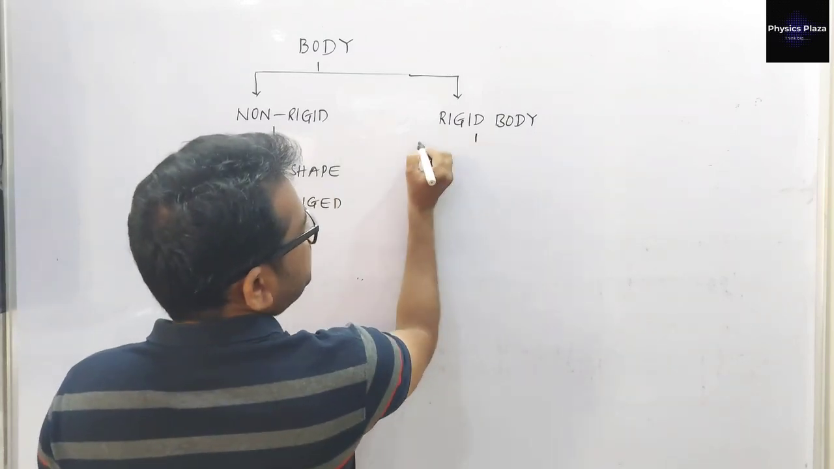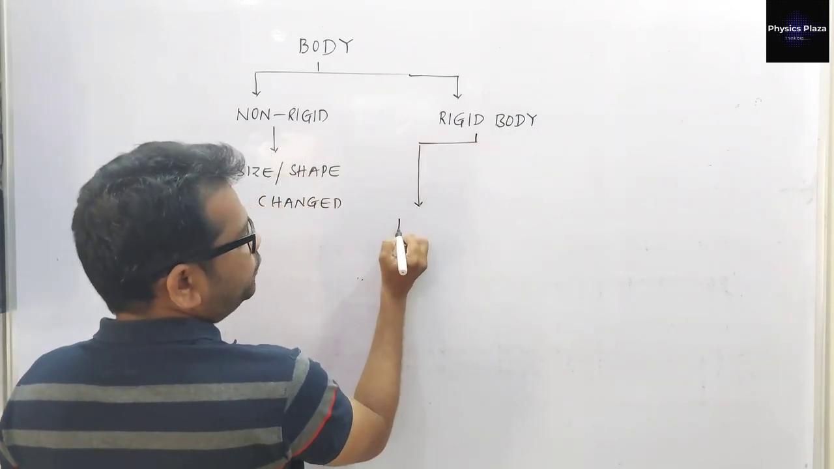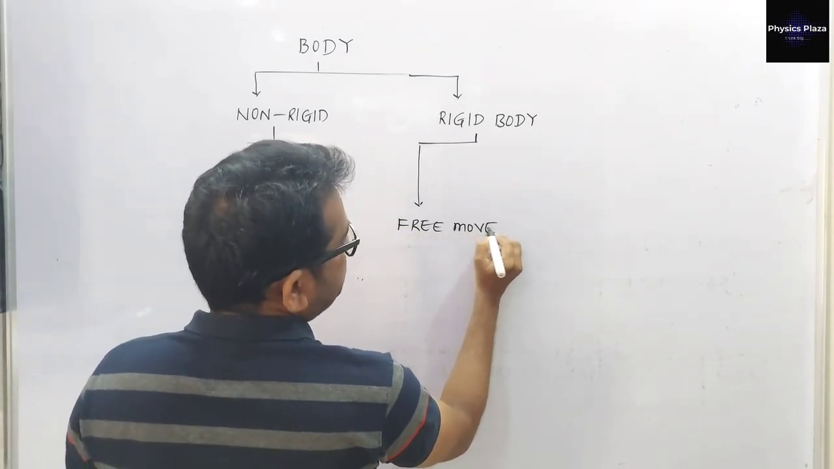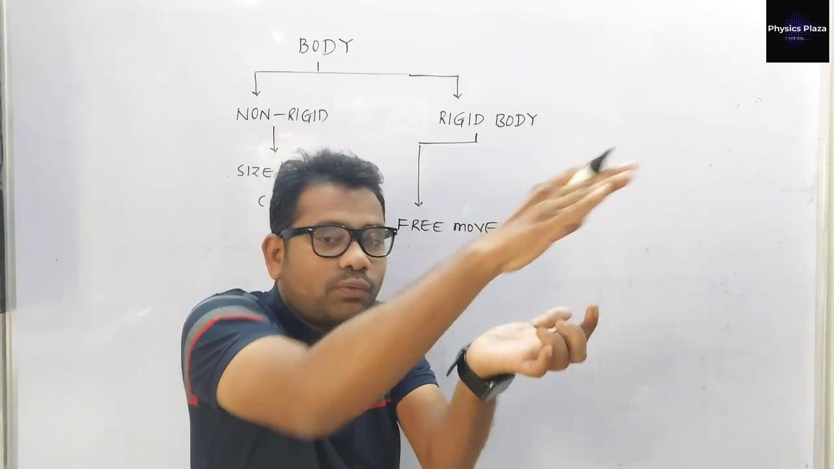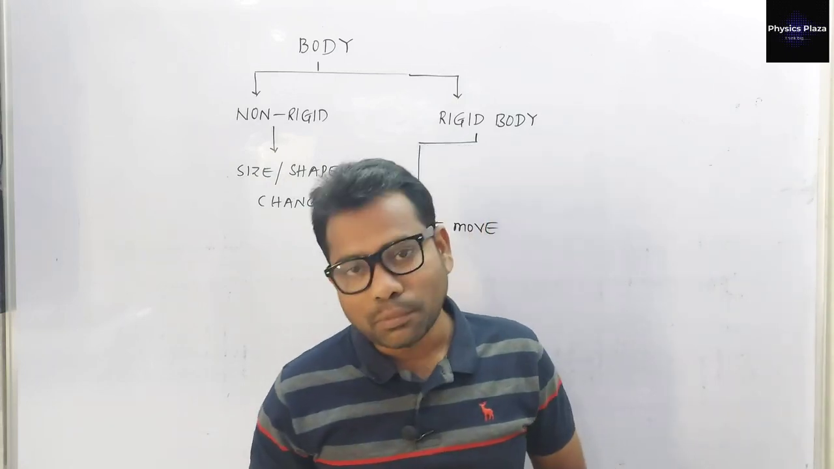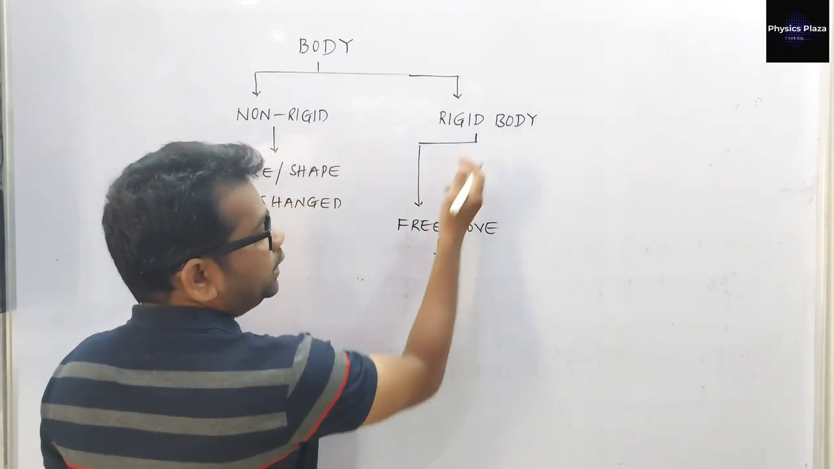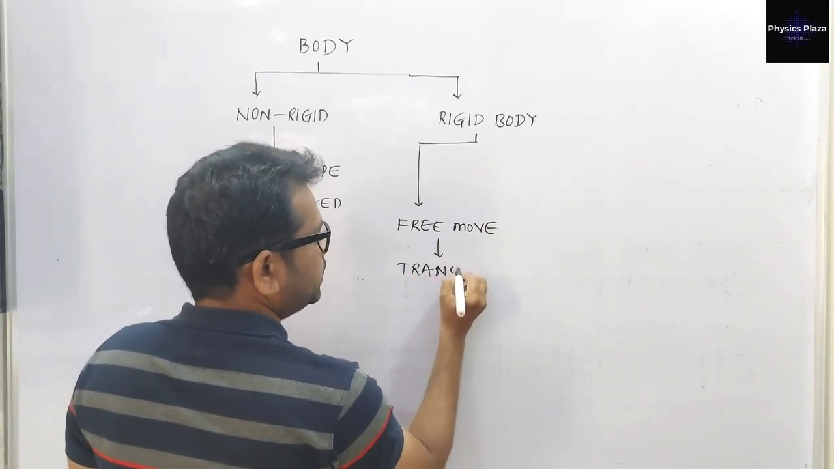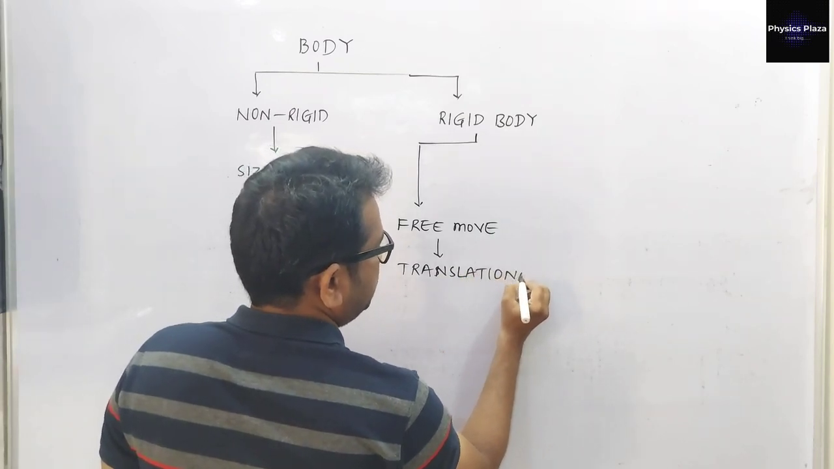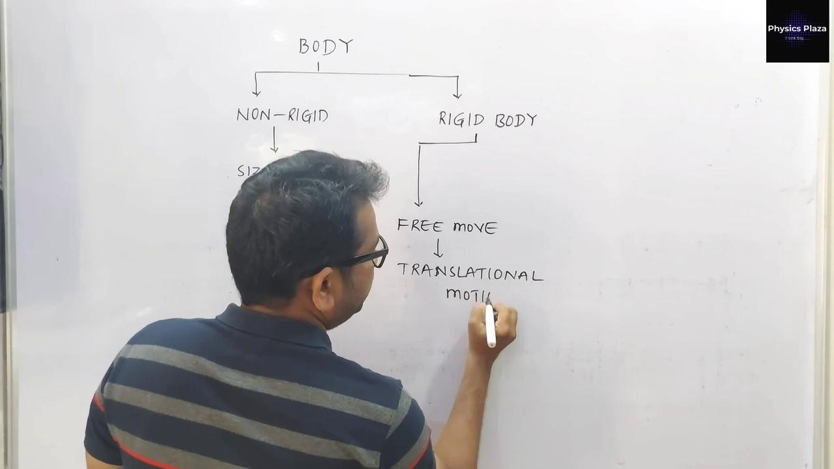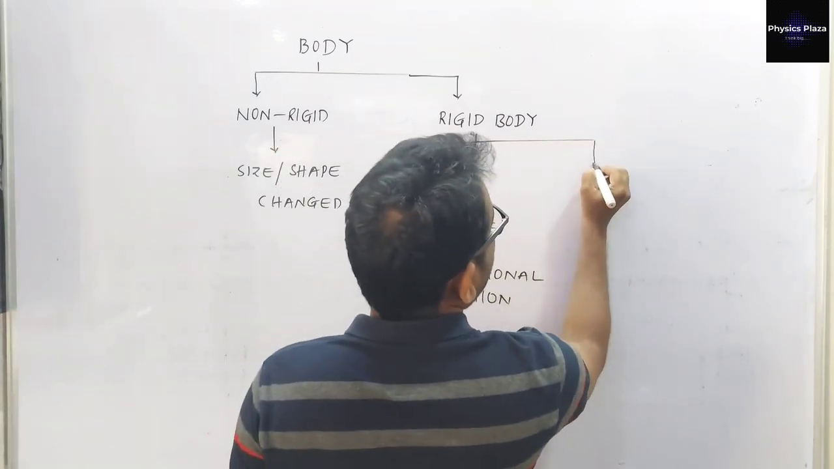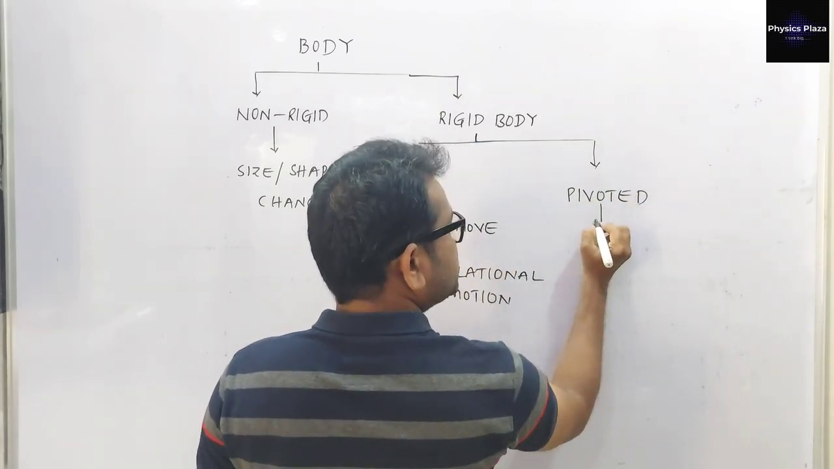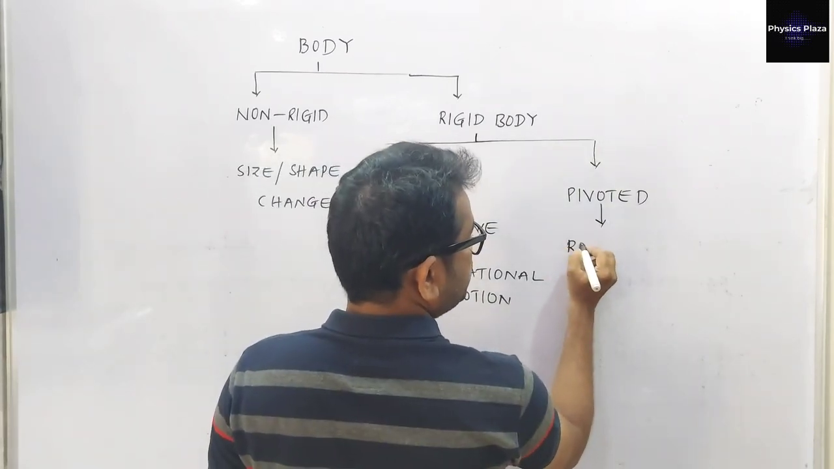Children, what happens if this rigid body is free to move, I mean, it is not at all pivoted? When a rigid body is free to move and you apply force, what will happen, children? It will show translational motion. It's very, very important. So when force is applied on a rigid body which is free to move, it will show translational motion. Very good. Then what happens when a rigid body is pivoted, children? It will show rotational motion.